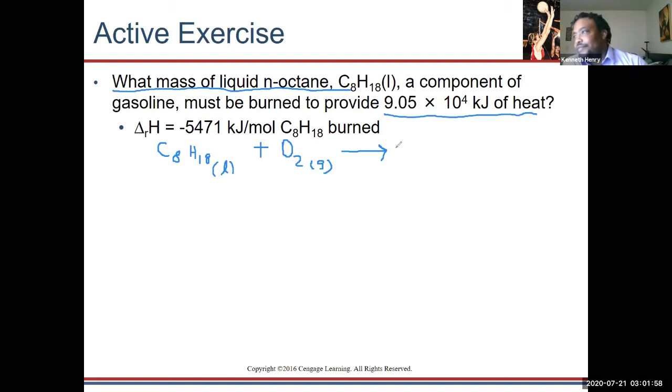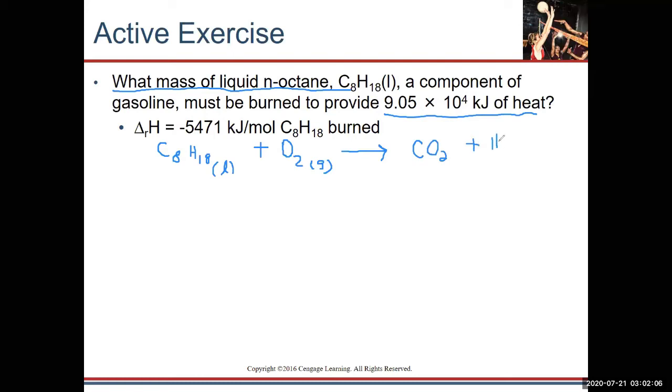What are we going to produce? That'd be CO2 and water, right? Okay. Is it balanced? No. Nope.